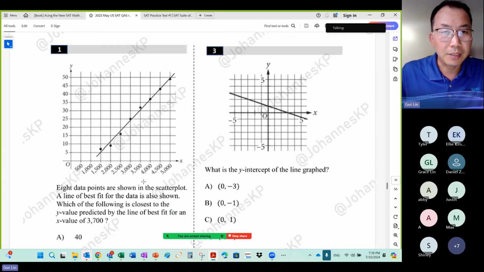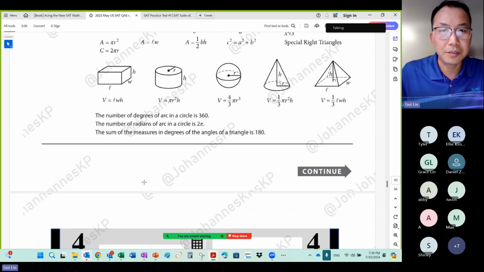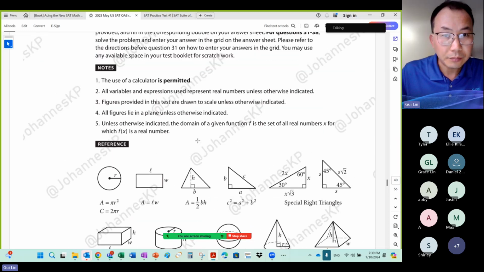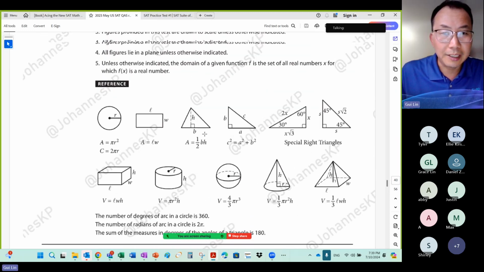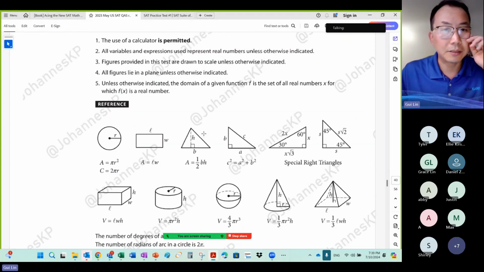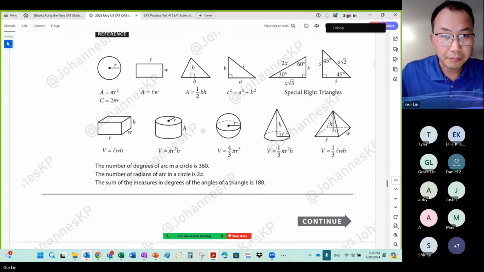Right? So let's begin this section. This is the second part of the homework for week 2, with 38 questions here. They allow you to use a calculator. Actually, on the digital SAT math, they allow you to use the calculator for all of them. But just like I said, it's better to practice so you know how to use the different tools online.